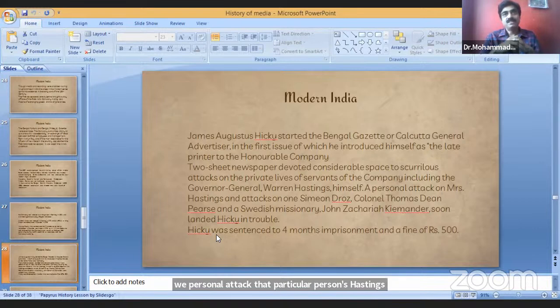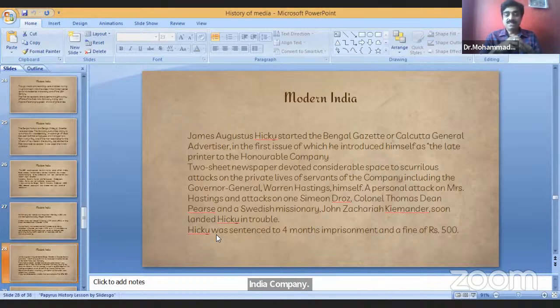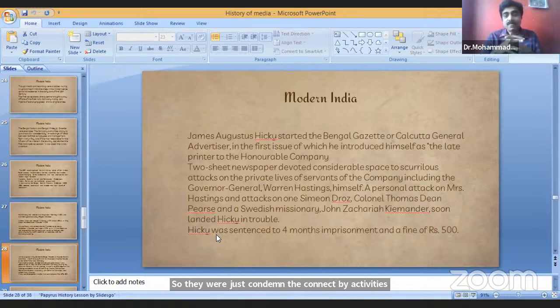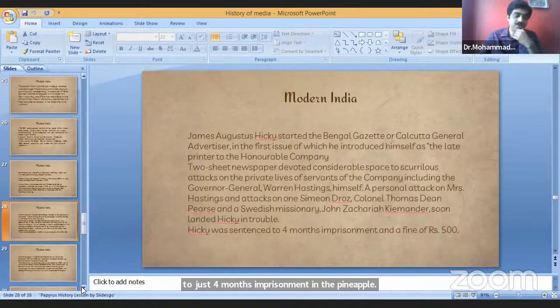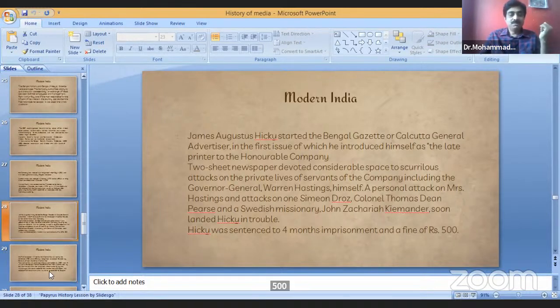Though he belonged to the British East India Company, he still identified what kind of atrocities and activities they had done. So he continuously condemned those activities in the form of newspapers, which attracted the ire of the British government. He landed in trouble. Hicky was sentenced to four months imprisonment and a fine of 500 rupees. In those days, 500 rupees was a huge amount. That way, he attracted the ire of the whole establishment.